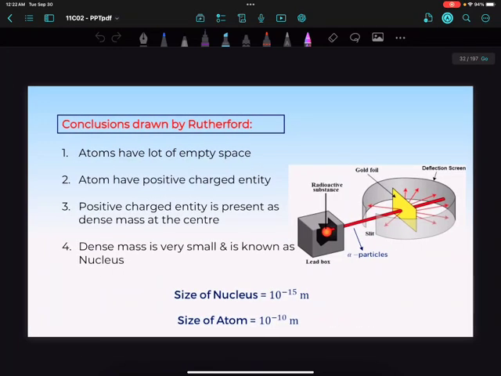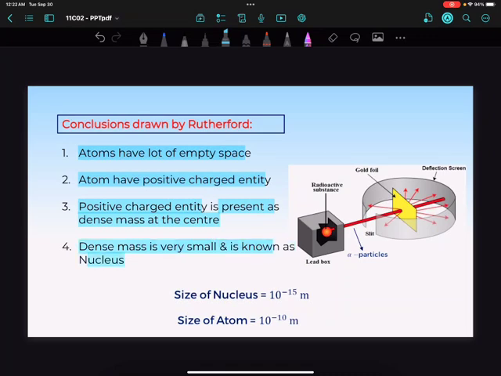Okay, so the conclusion drawn by Rutherford was that atoms have a lot of empty space. Firstly, he concluded that atoms have empty spaces in them. Secondly, an atom has a positively charged entity. He also made a third conclusion that the positively charged entity is present as a dense mass at the center, and this dense mass is very small and is known as the nucleus.